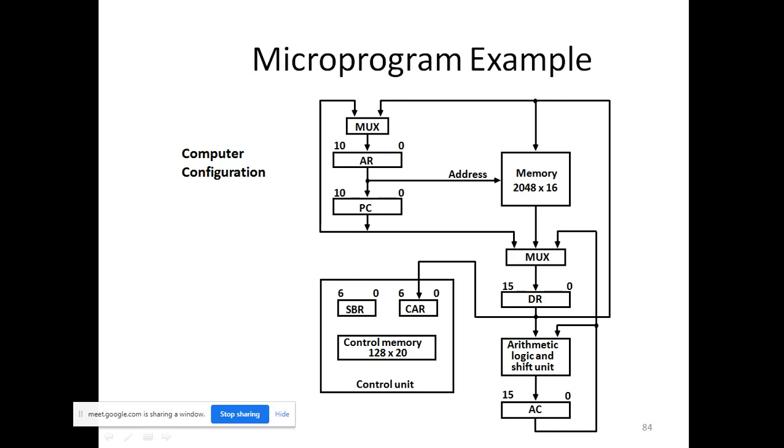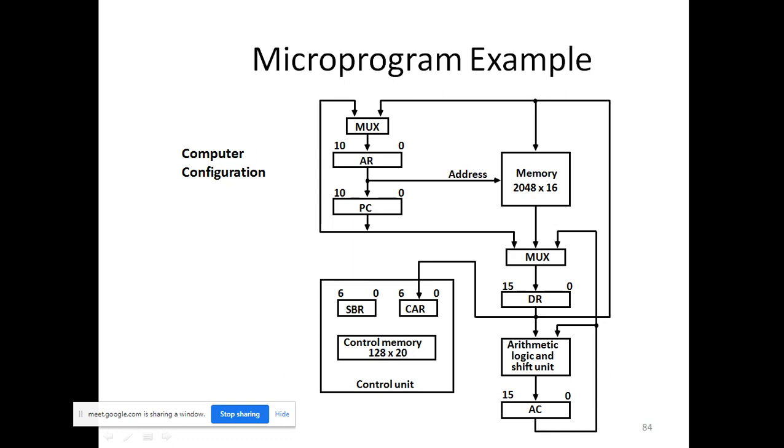Coming to this one, it has two memories: one is the main memory and the second one is the control memory. Here the processor has four different registers. What are AR, PC, DR and AC? Anyone respond?